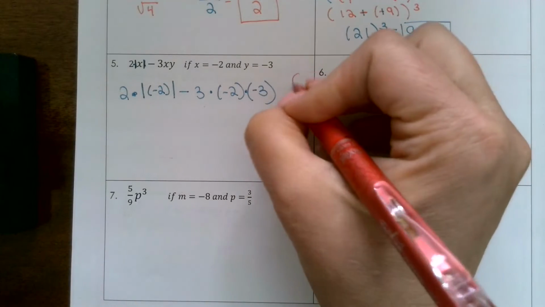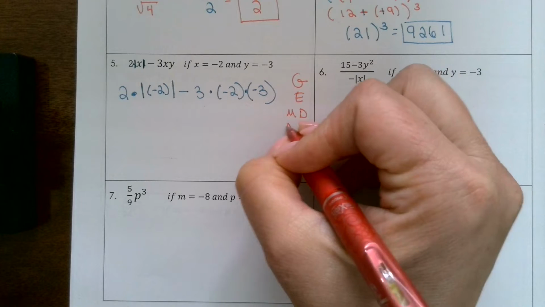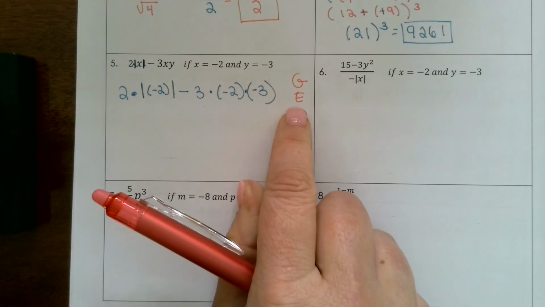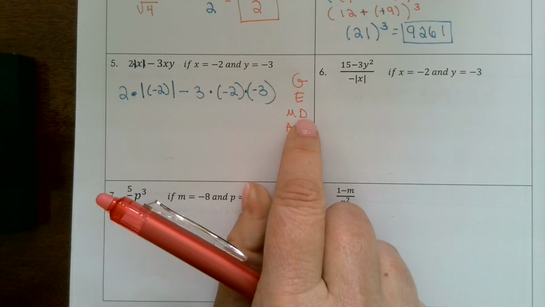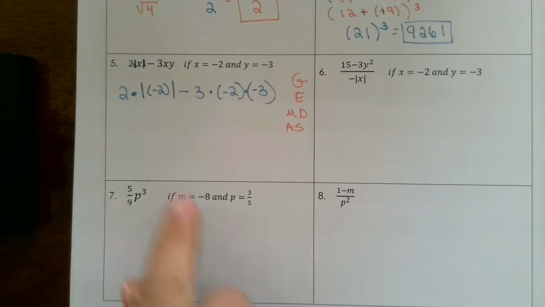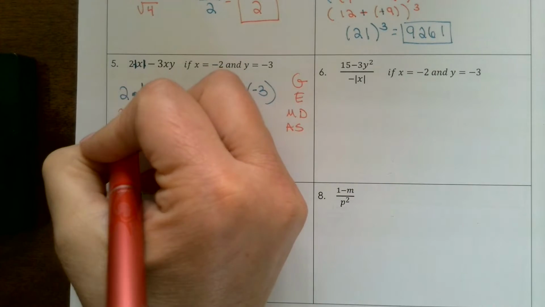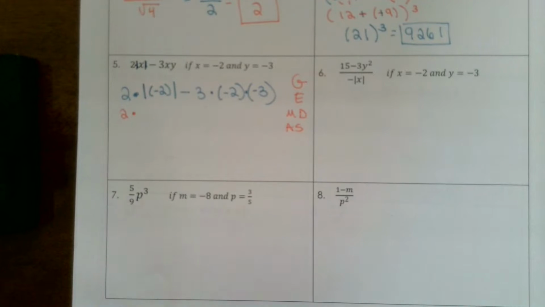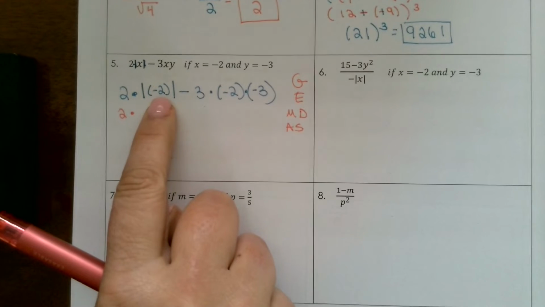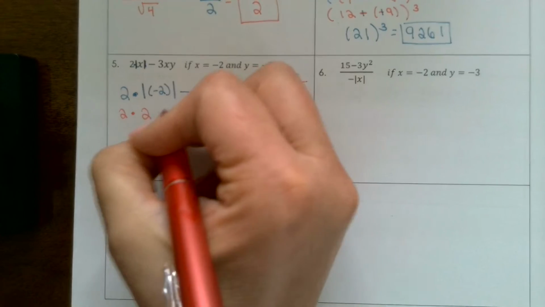So we have to remember PEMDAS. Grouping symbols, then exponents, multiplication, division left to right, addition, subtraction left to right. Absolute values are a grouping symbol, so I need to evaluate this first. So I still have 2 multiplied by the absolute value of -2, or how far is -2 from 0? Well, it's 2 spaces away from 0.